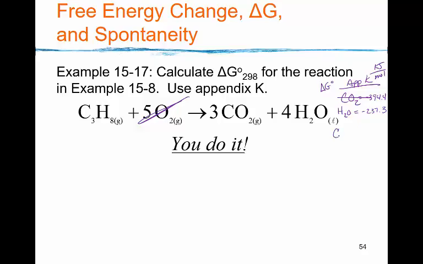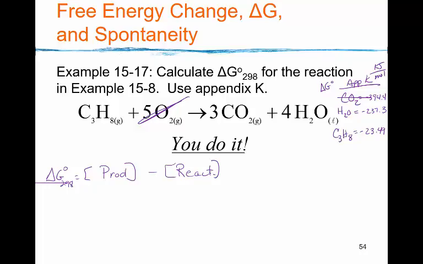And then the C3H8, the propane, is going to be a negative 23.49. Make sure you look those up. Sometimes I make mistakes. I know, it's hard to believe. Okay, so your delta G0 at 298 is going to be equal to your products minus your reactants. Like I said, we should be getting good at this.